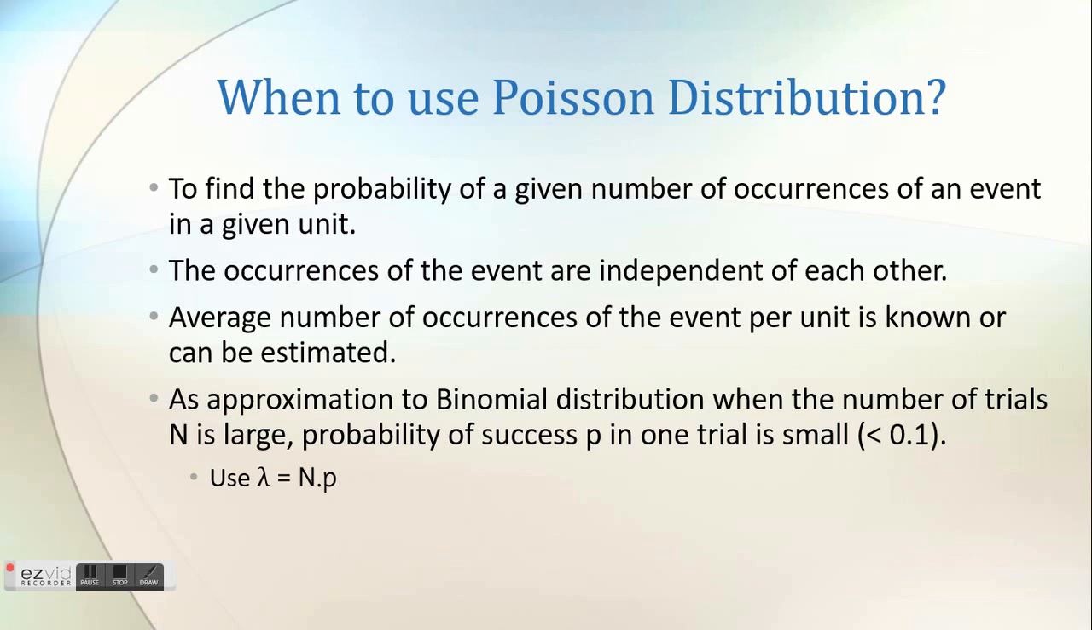Often we use Poisson distribution as an approximation to binomial distribution. However, note that Poisson distribution is useful for rarely occurring events, which means that the probability of success p in one trial should be small. Typically it should be less than 0.1, and when we use it as an approximation to binomial distribution, another condition should be that the number of trials n should be large. If these two conditions are satisfied, then we use the value lambda equals n into p.